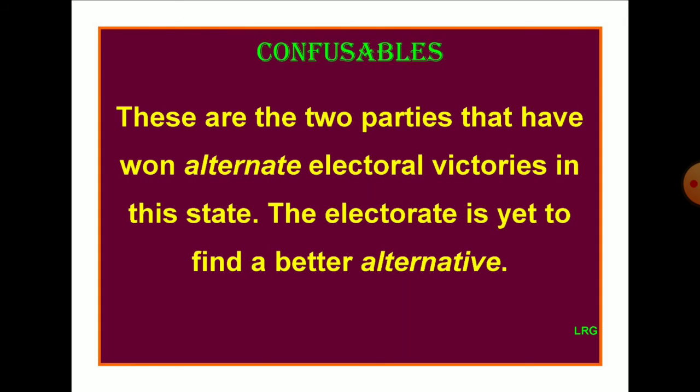These are the two parties that have won alternate electoral victories in this state. The electorate is yet to find a better alternative. Let me read it again. These are the two parties that have won alternate electoral victories in this state. The electorate is yet to find a better alternative. So alternative is the other choice. Alternate is occurring by turns.